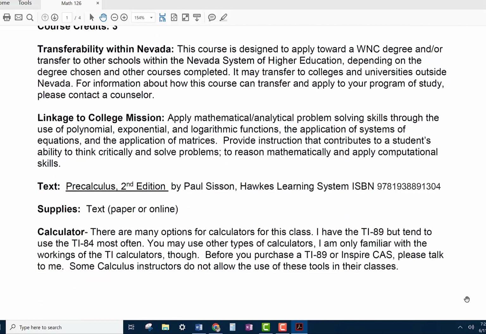The textbook for the class is Pre-Calculus, 2nd edition, by Paul Sisson, and I'm just going with the book this time. There's the ISBN for it. It's a used book. They're on the 3rd edition, but I like the 2nd edition, and I think it's just great to get a cheaper book. So you should be able to get it through the bookstore or other places, but I'm not going to go into that. You need a textbook for the class.